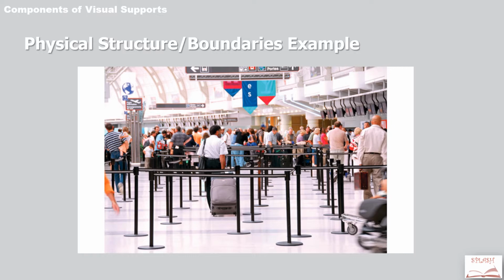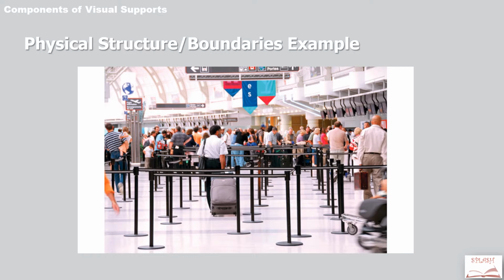Let's take a look at the physical layout and boundaries of this airport. The airport has physical boundaries that identify spaces. Upon entering the space, guests can identify where they need to be based on physically designed walkways. Environmental arrangement and signs within the space are used to identify the activities that are taking place in each area. For example, security, check-in, and baggage claim.